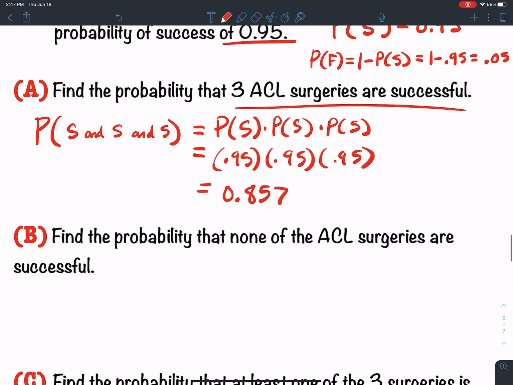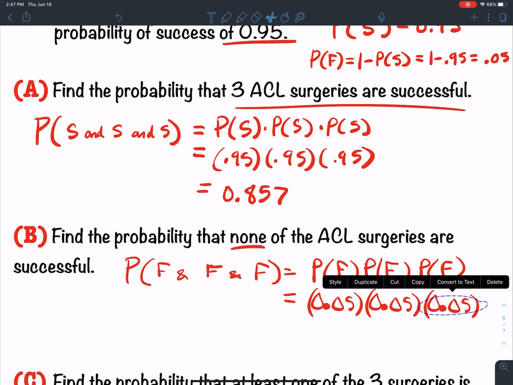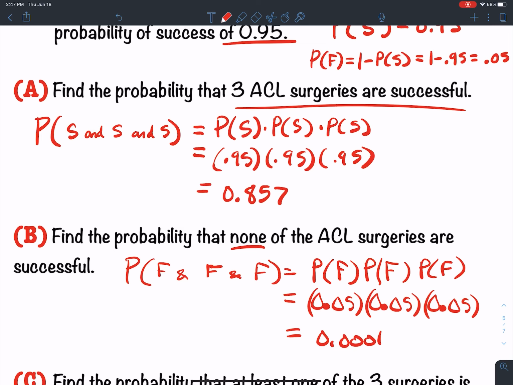Right? Find the probability that none of the ACL surgeries are successful. That means that I have a probability of a failure and a failure and a failure. Now they're all independent, so that's probability of fail, probability of fail, probability of fail. Now the probability of failure is 0.05. And if I do that 3 times, if I have 3 failures, what's the chance of that happening? Type that in your calculator, you get 0.000125.